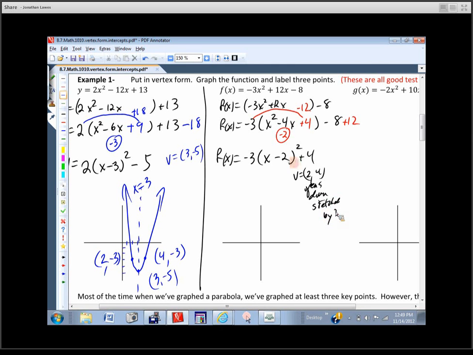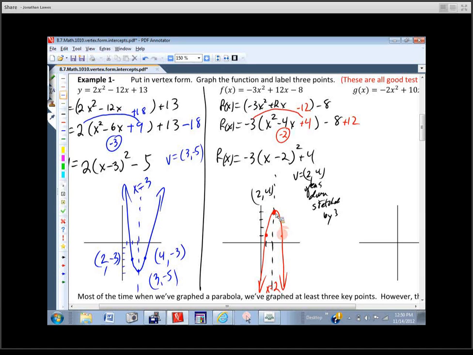So I put my vertex at 1, 2, 1, 2, 3, 4 right here. So I've got 2, 4. There's my vertex. Here's my axis of symmetry. And I'm going to switch colors so we can keep these straight. Then I'm going to go over 1 and down how far? Down 3. Over 1 and down 3. So there are my symmetric points across that axis of symmetry of x equals 2.